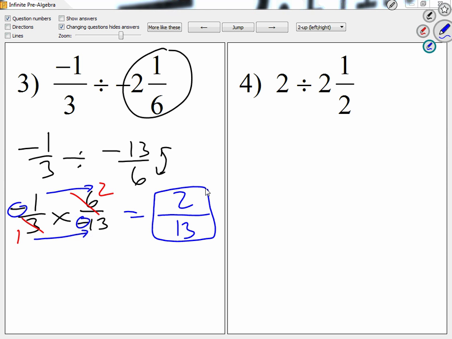If my number on the top was bigger, divide, change it to a mixed number. Right? If the number on the top is bigger. And there will be some questions where you guys have to do that.